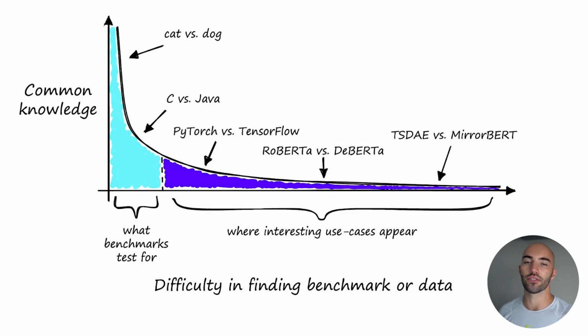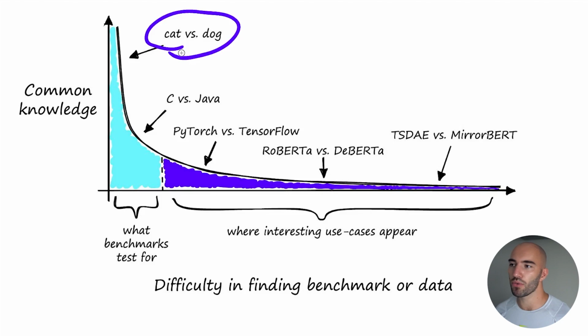The basic gist of it is that you have common knowledge that pretty much everyone knows about, and you have a lot of data and benchmarks in that area. So that would be our cat versus dog example up here. Imagine you're on the street, you walk up to a stranger, you ask them a question, what's the difference between cat and dog? They're probably going to know the answer. Everyone knows that. Then you get more specific. So you ask them, okay, what's the difference between C and Java? Some people will know, some people will not.